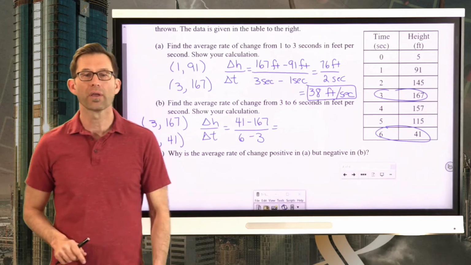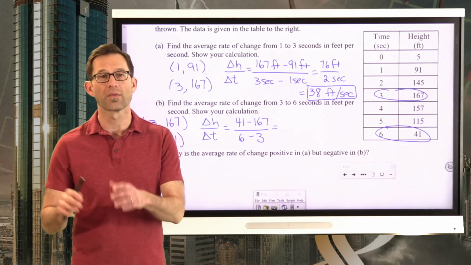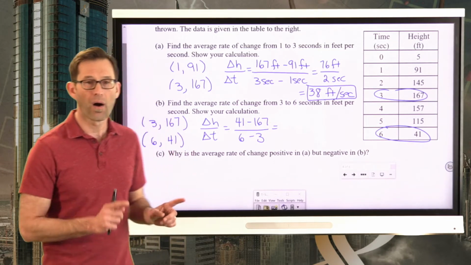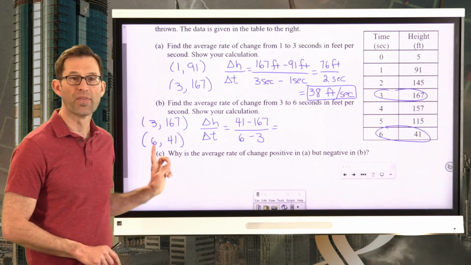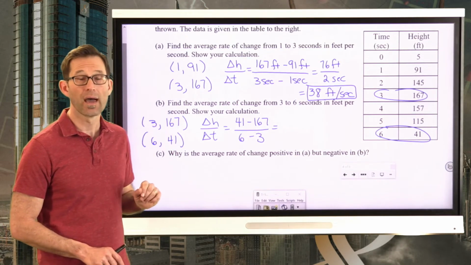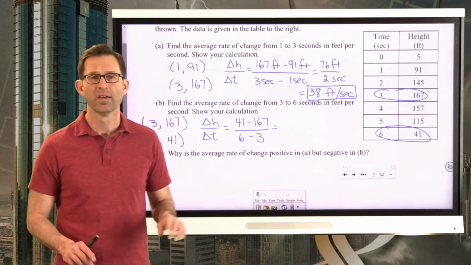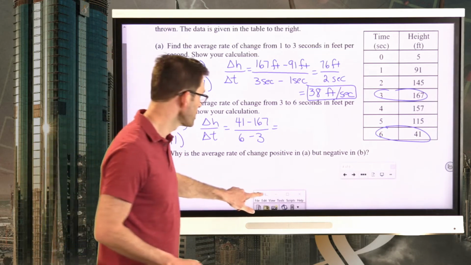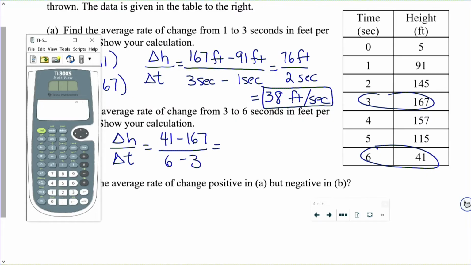Now I have to be very careful. I understand that it's very natural to always take the smaller number and subtract it from the larger number. But I always have to be consistent. This minus this divided by this minus this. Now you could do this minus this, but then you'd have to do 3 minus 6. And again, either way it's going to work out fine. But now let's, just like before, do this on the calculator, right? I've got 41 minus 167.